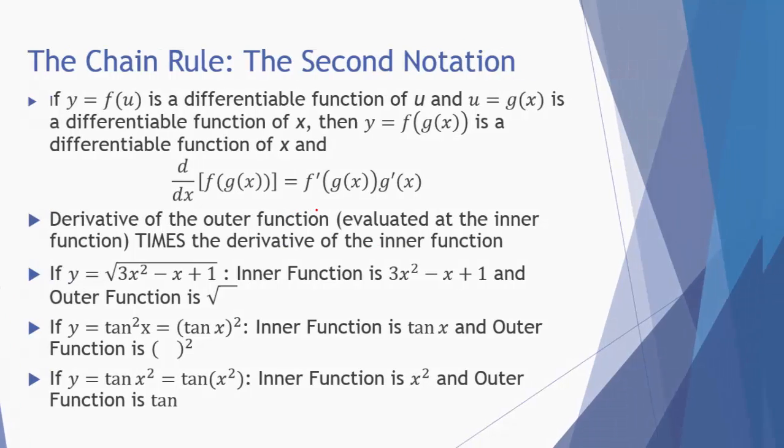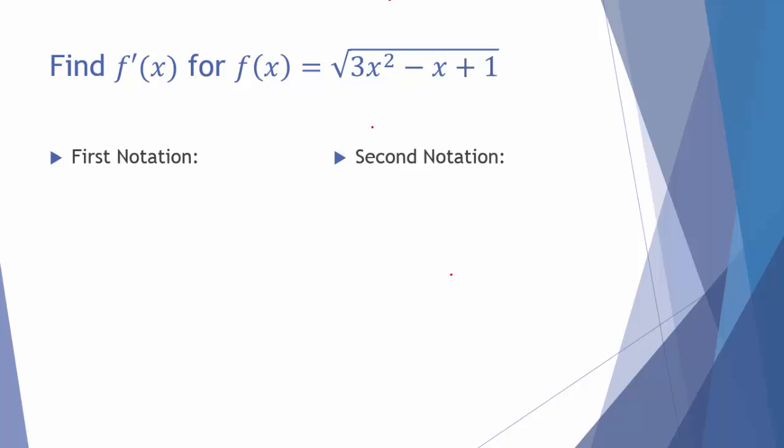So let's look at an example. We'll go back to the square root one that we've discussed, and we'll actually do it using both notations. If you do this using the first notation, as we mentioned, we let u equal 3x squared minus x plus 1, and we let y equal the square root of u. That gives us this function that we're trying to take the derivative of. And remember, using first notation, in order to find dy dx, we need dy du times du dx.